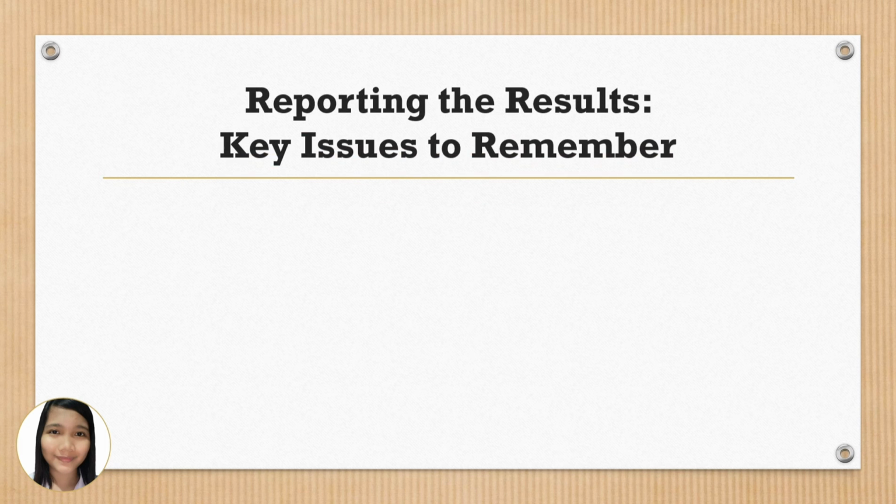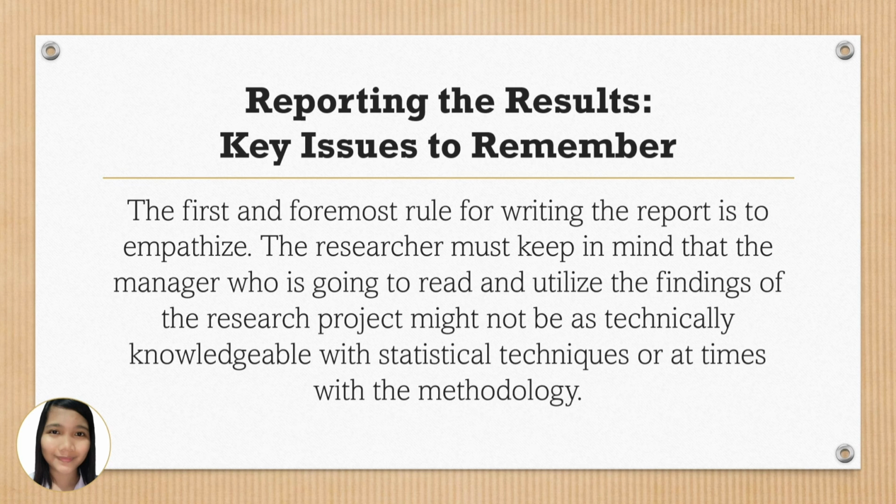So next topic is reporting the result, key issues to remember. The first and foremost rule for writing the report is to emphasize. The researchers must keep in mind that the manager who is going to read and utilize the findings of the research project may not be as technically knowledgeable with statistical techniques or at times with the methodology. So order to simple complex. For example, leading to conclusion or may state conclusion first.